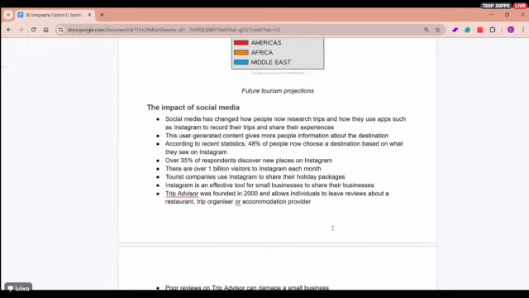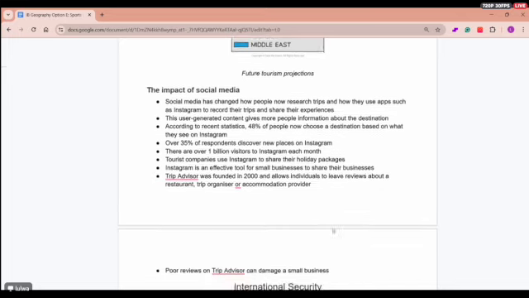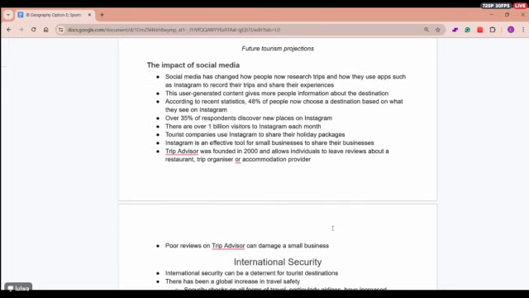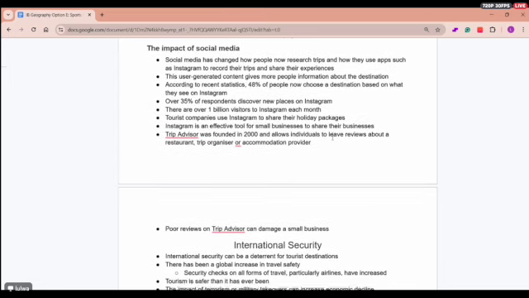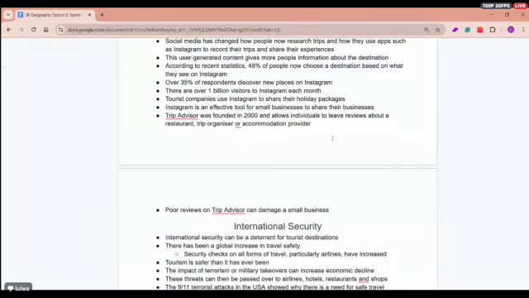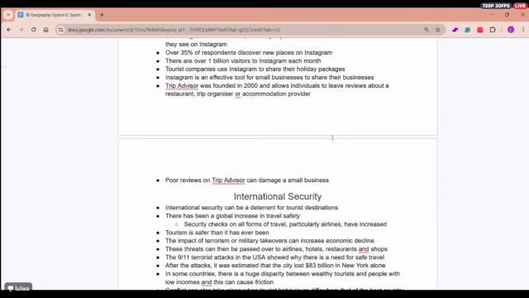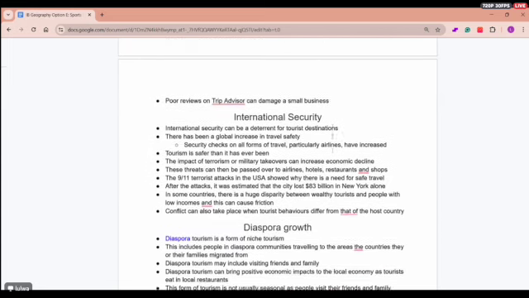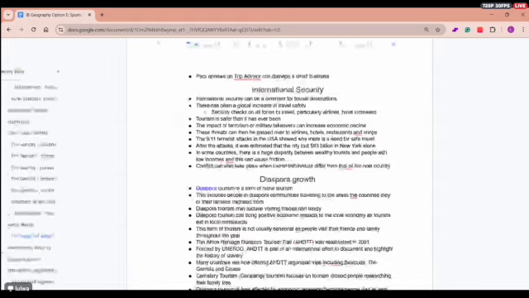And what is the impact of social media? Social media has changed how people now research trips and how they use apps such as Instagram to record their experiences. And according to recent statistics, 48% of people now choose a destination based on what they see on Instagram. And over 35% of respondents discover new places on Instagram. And there are over 1 billion visitors to Instagram each month. And of course, TripAdvisor was founded in 2000, and poor reviews on TripAdvisor can also damage a small business. What about international security? So international security can be a deterrent for tourist destinations.